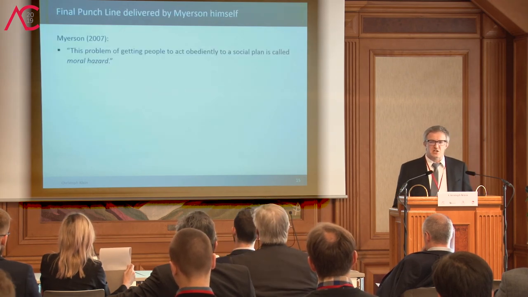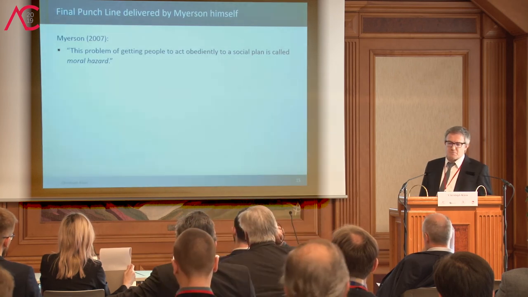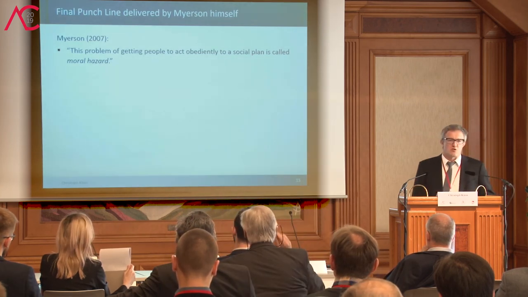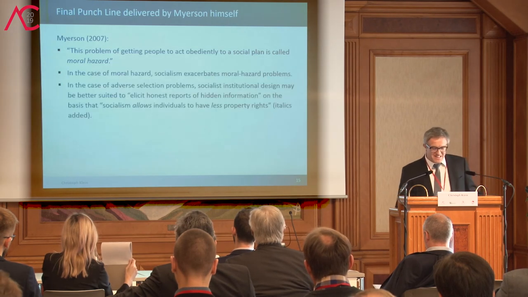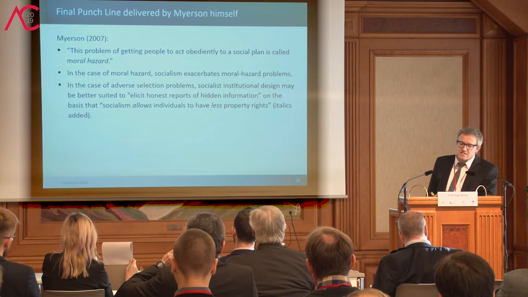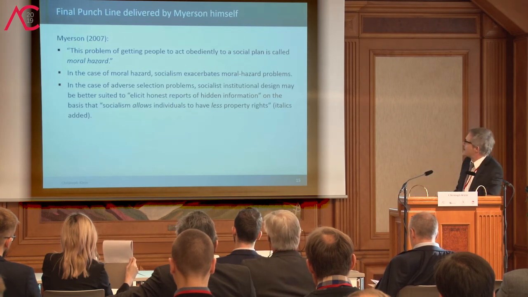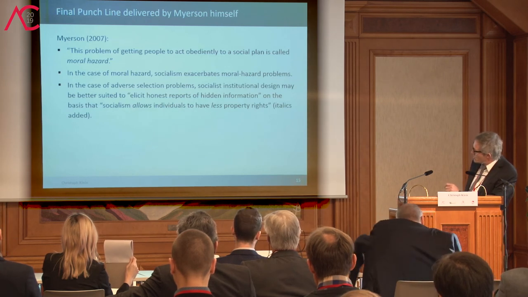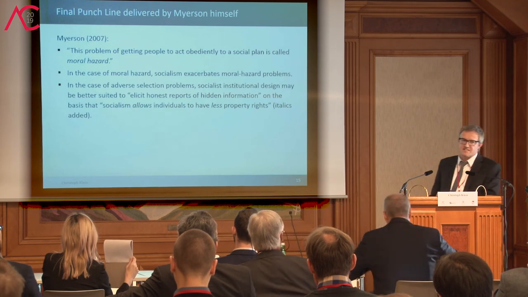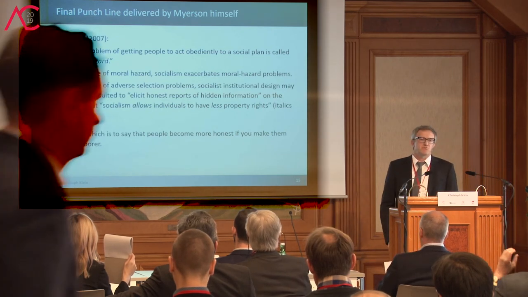So the final one is actually a punchline, and this is quite funny, I think. Two things. Myerson said in 2007, the problem of getting people to act obediently to a social plan is called moral hazard. I find that quite incredible, actually. So you see where they're coming from. And now comes the best. In the case of moral hazard, socialism exacerbates moral hazard problems. So actually he sees that the market can do something good. And then he's saying, in case of adverse selection problems, socialist institutional design may be better suited to elicit honest reports of hidden information on the basis that socialism allows individuals to have less property rights. So what does that say? It says you make people more honest if you make them poorer.